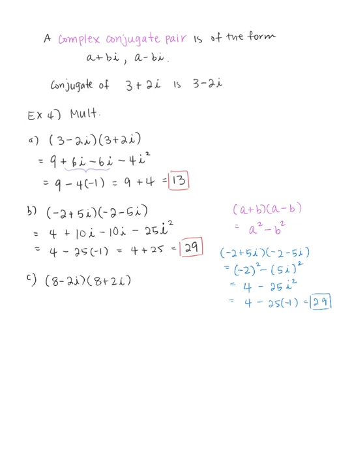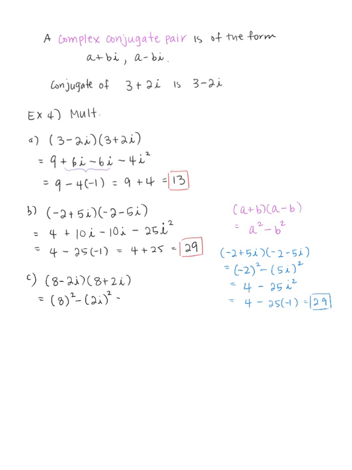All right, so let's take a look at part C, 8 minus 2i multiplied by its conjugate, which is 8 plus 2i. Okay, so in this case, I'm going to apply that little shortcut, which will be the difference of two squares. So this is the same thing as 8 squared minus b squared. Well, our b is just 2i. So here we're going to have 8 squared minus the quantity 2i squared.